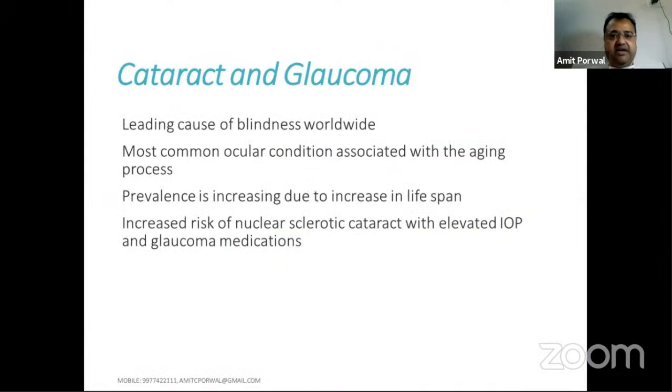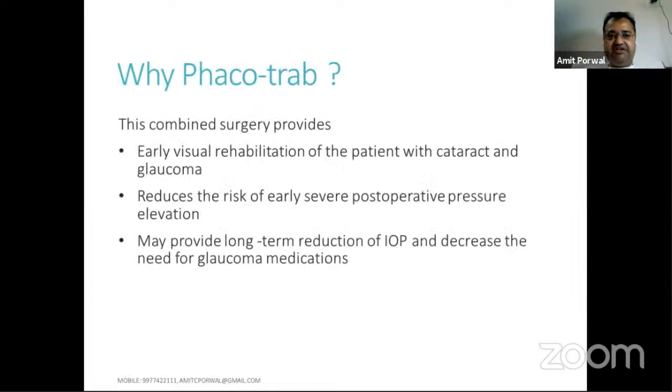So we all know that cataract and glaucoma are among the leading causes of blindness worldwide. It is the most common ocular condition associated with the aging process, and the prevalence is increasing due to the increase in lifespan. There is also an increased risk of nuclear sclerotic cataract with elevated IOP and with glaucoma medications.